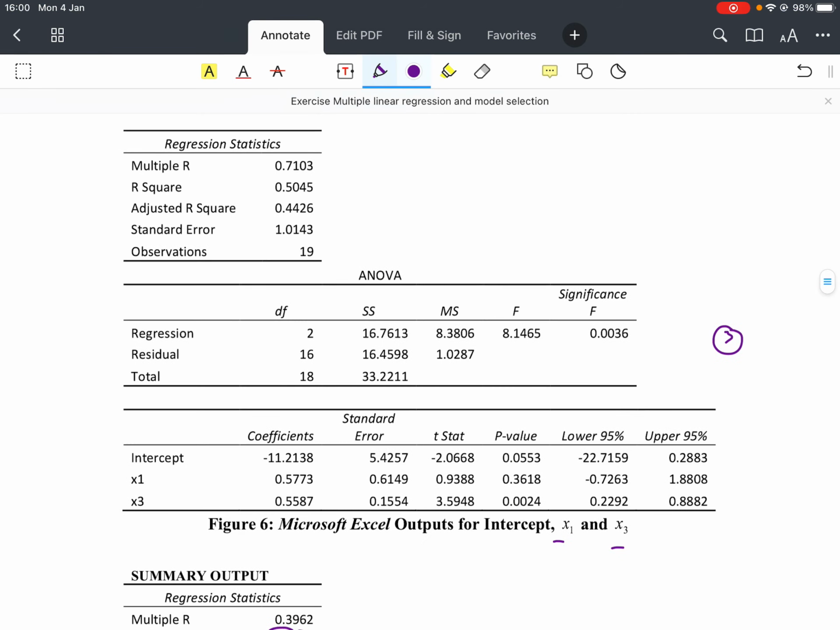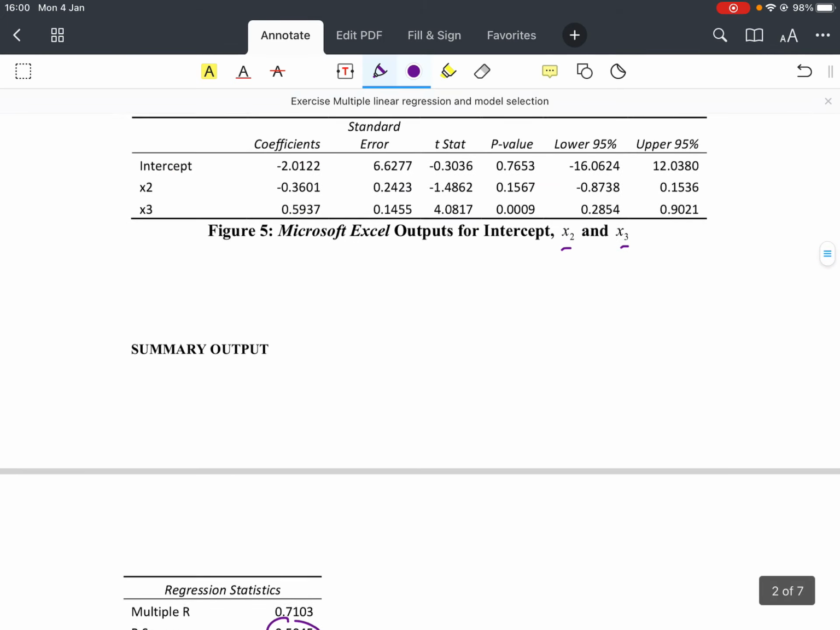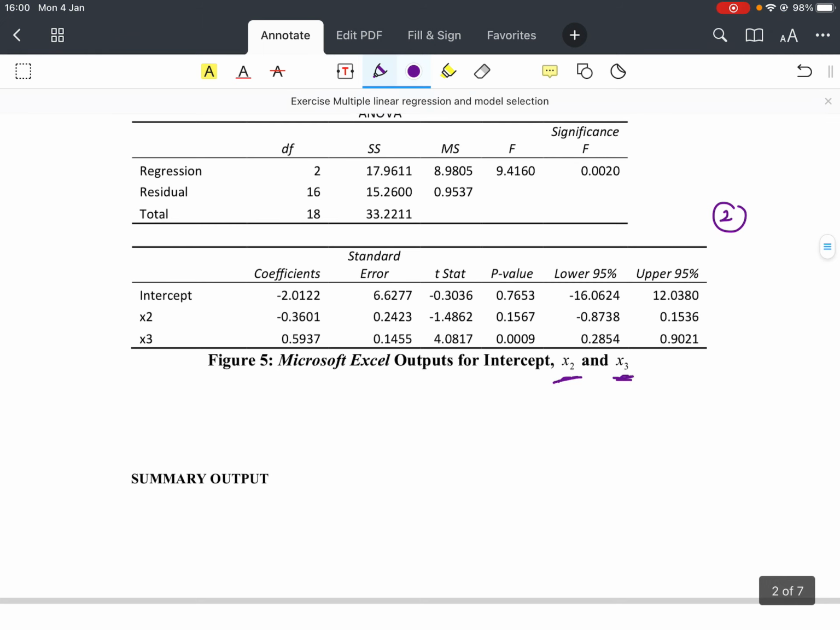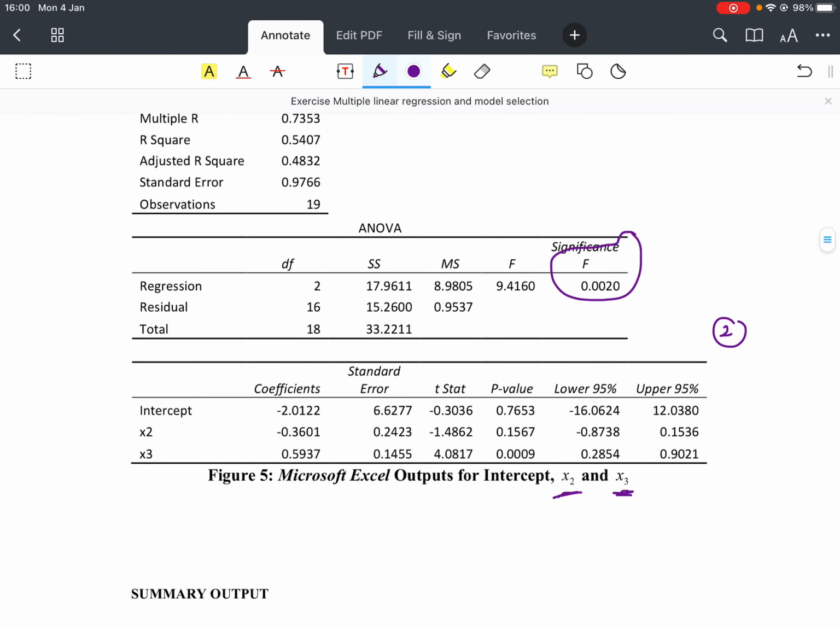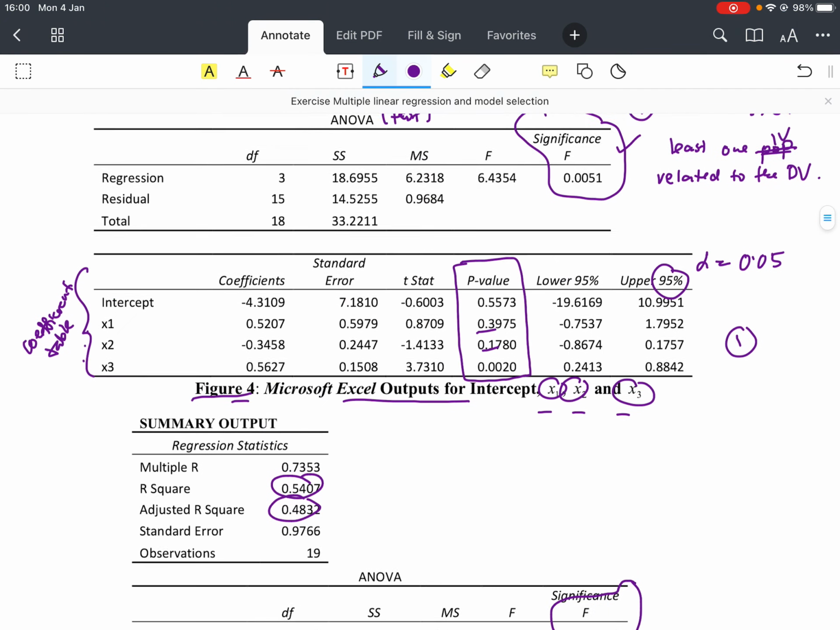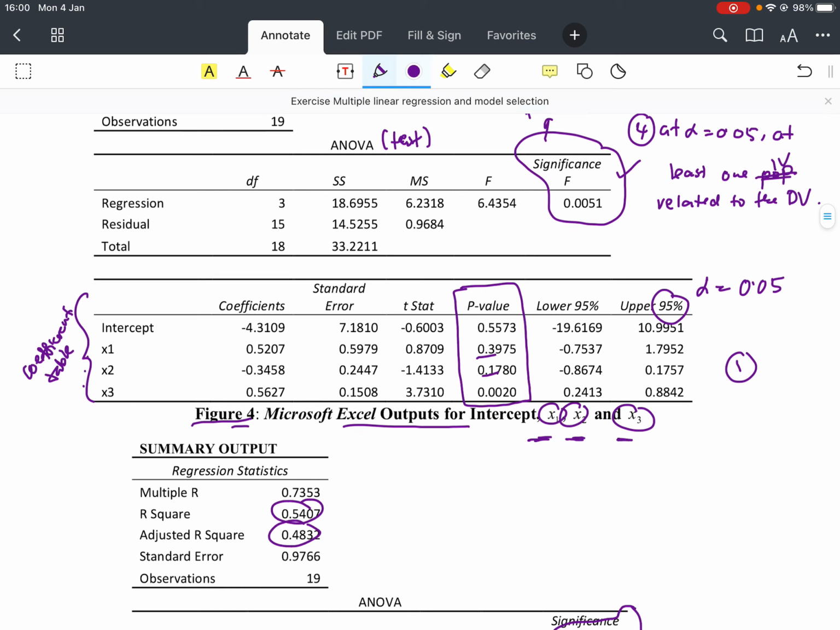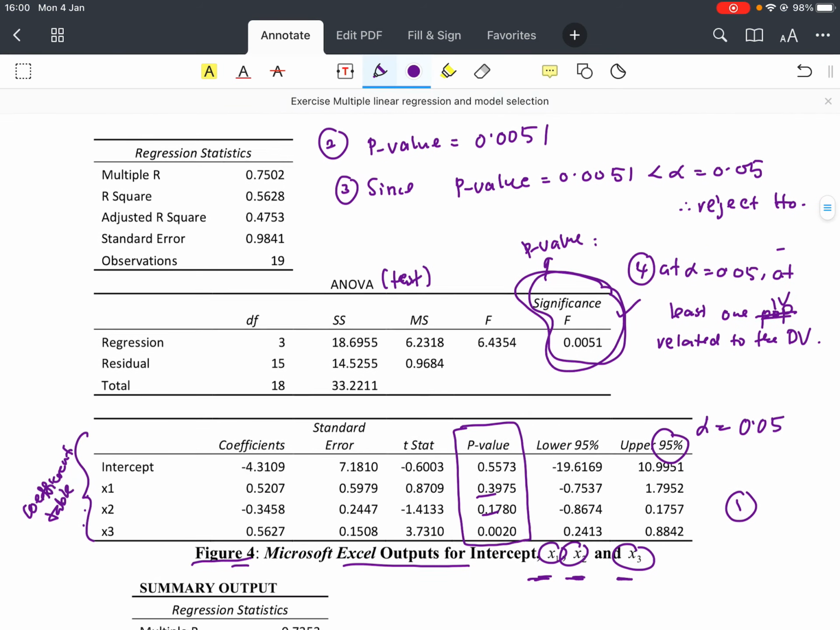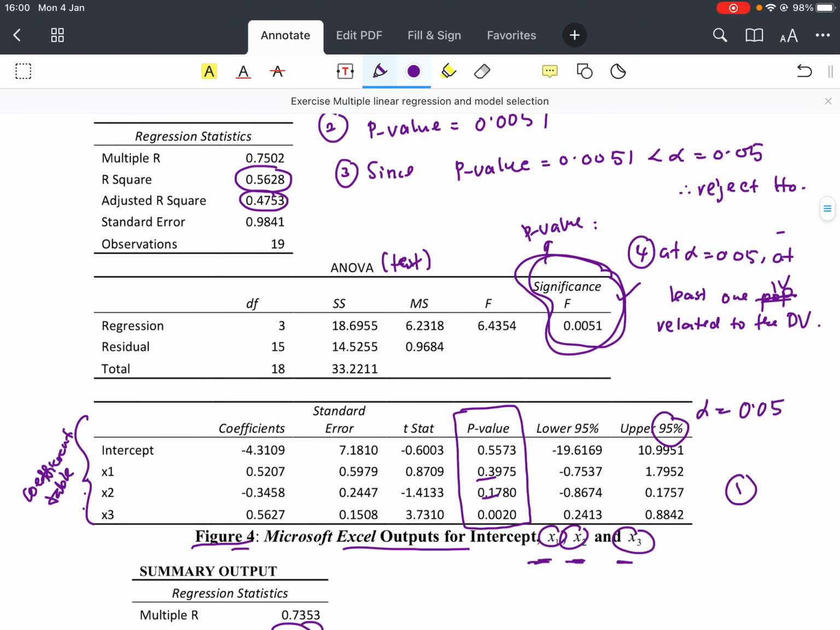Right? And then for the X1 and X3, this is the p-value. This is the r square. This is the adjusted r square. And from here you can get the equation. Okay. Next, for X2 and X3. So this is the p-value, and then the r square, adjusted r square, and the equation. And the last one for X1, X2, and X3, this is the p-value, and then this is the adjusted r square, this is the r square, and you can get the equation from here.